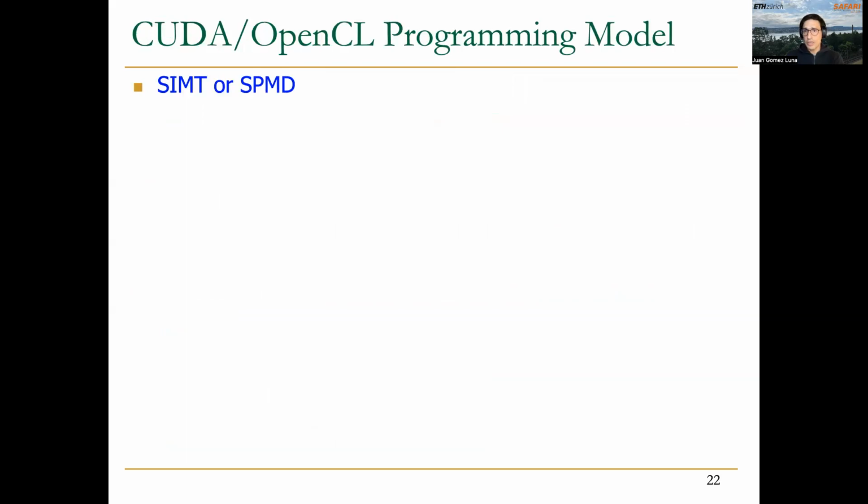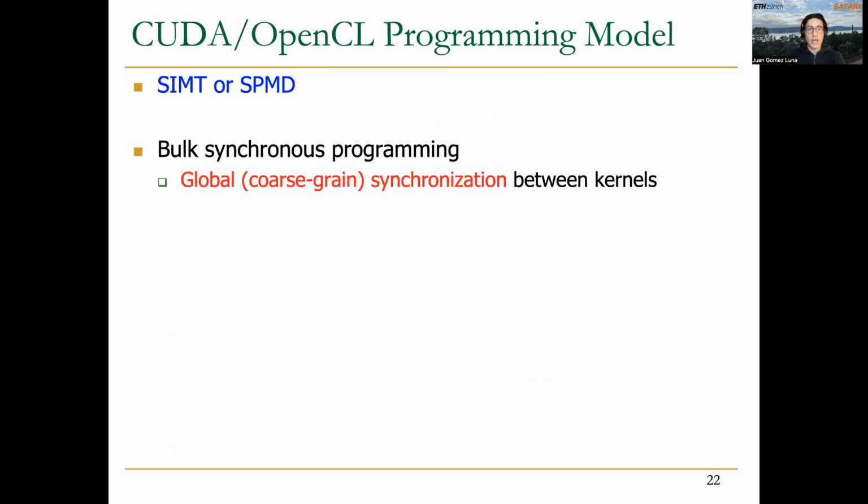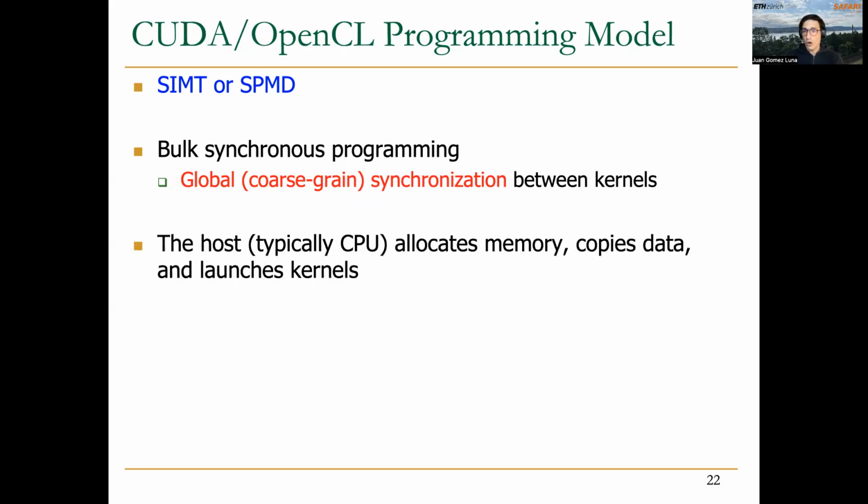So CUDA and OpenCL are programming models that use SPMD, also called SIMT, single instruction multiple thread, and usually they are called bulk synchronous programming frameworks, because the way to synchronize all threads executing a kernel is terminating the kernel. This is what is called a global or coarse grain synchronization. The host, that is typically a CPU, allocates memory, copies data, and launches the kernel. And the device, that is typically the GPU, executes the kernel.